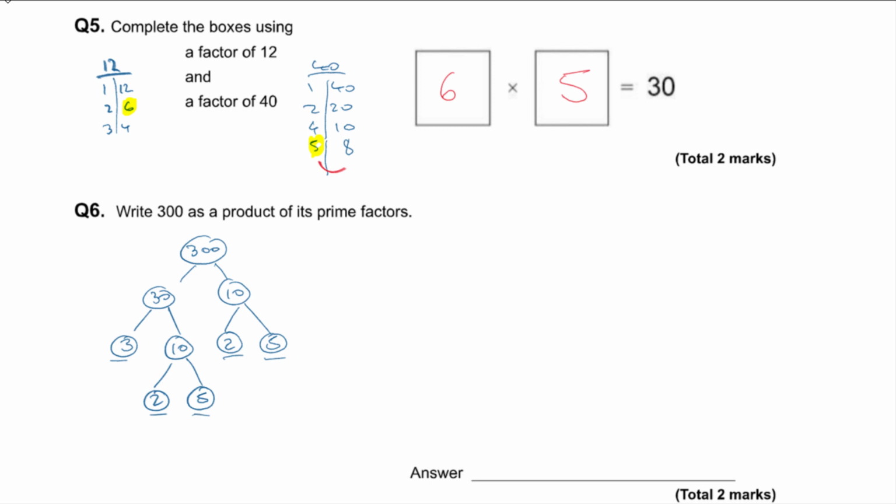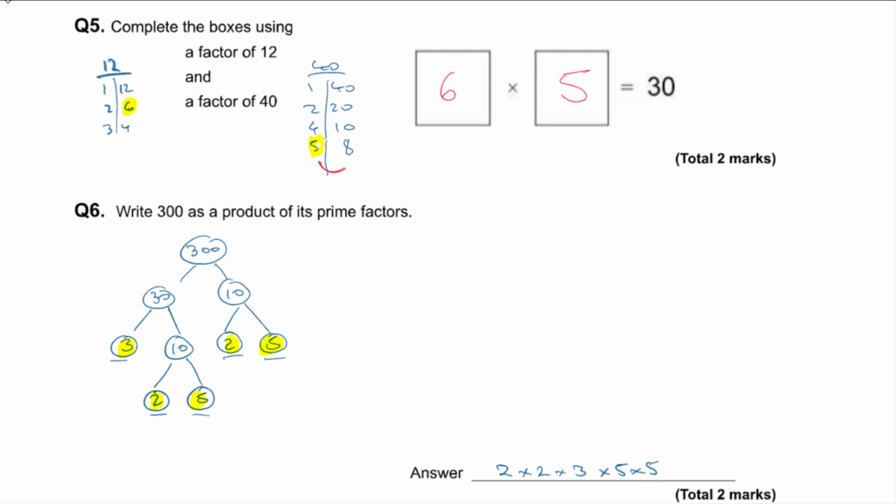Okay, and then once you've got all your branches ending at primes, then we can just list out our answer. So 300 is going to be 2 times 2 times 3 times 5 times 5. We tend to write them from smallest to biggest, so it's going to be 2 times 2 times 3 times 5 times 5.